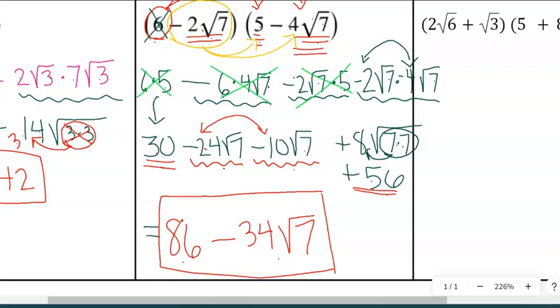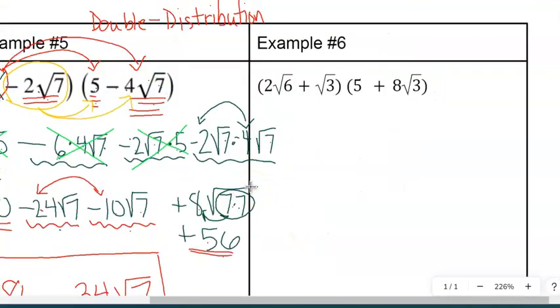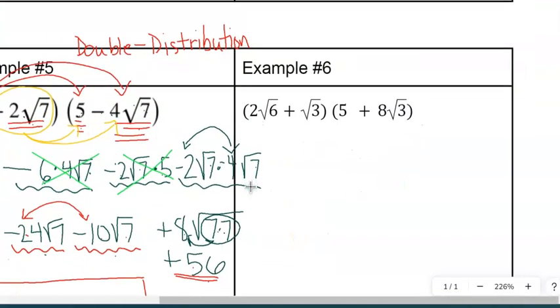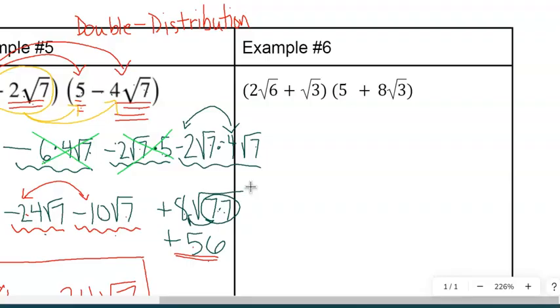Now, that was pretty challenging, so I definitely want to do another one because that's the first time you've seen that. And those will all be the longest problems. So let's look at example number 6. So I've got 2 terms in the first group and 2 terms in the second group. It doesn't matter how many radicals you have, so don't focus on that. So we're still going to double distribute.